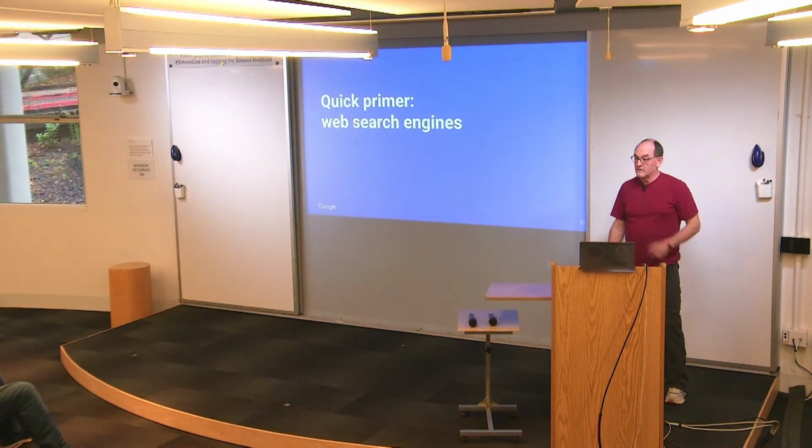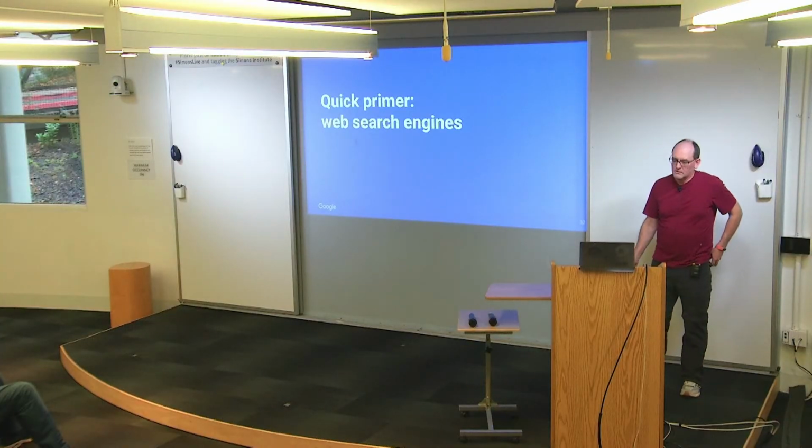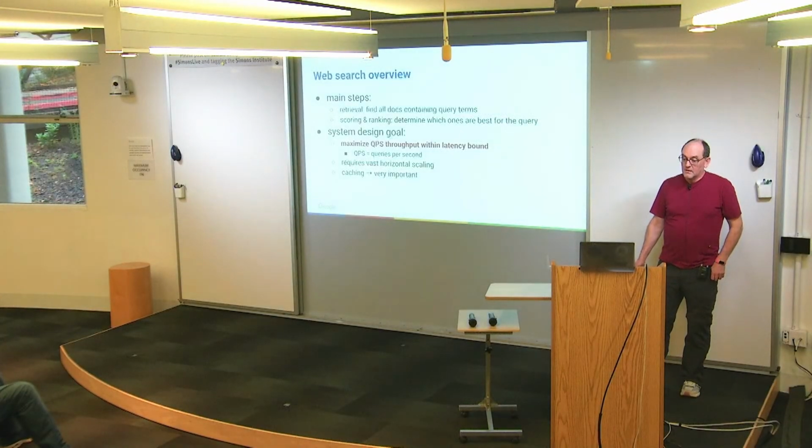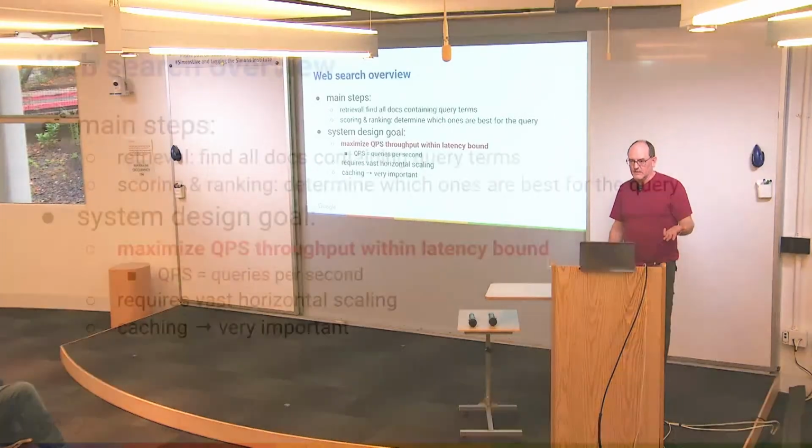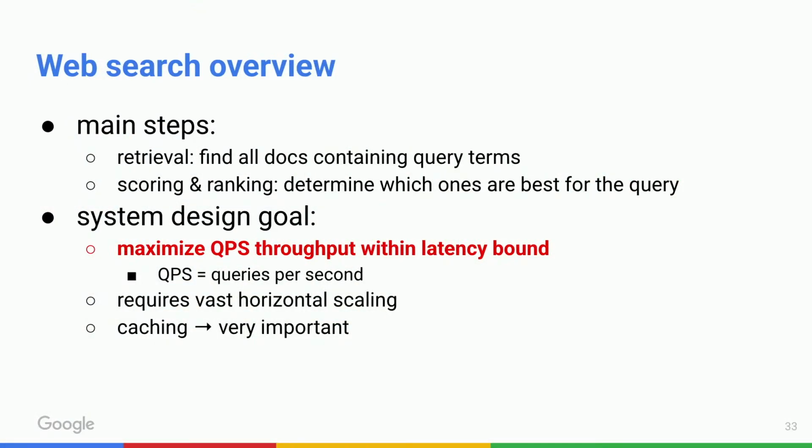Okay. All right. How do web search engines work? Or at least ours. All right, so 2 main steps. The first is retrieval. That just means find all of the documents that contain the query terms. Second piece is scoring and ranking. So take that set of documents, rank them, and decide which ones to show to the user.